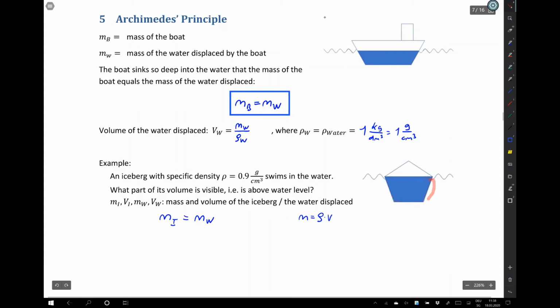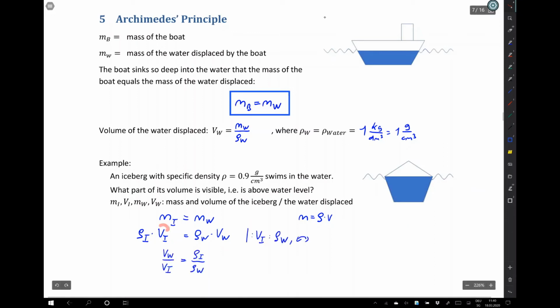Due to the Archimedes principle, the mass of the iceberg corresponds to the mass of the water displaced, so M_i is M_w, and using the formula M equals rho times V for the density, we find this formula here. Note that V_i means the volume of the total iceberg, V_w means the volume of the iceberg that is submerged, because that's exactly the volume of the water displaced.